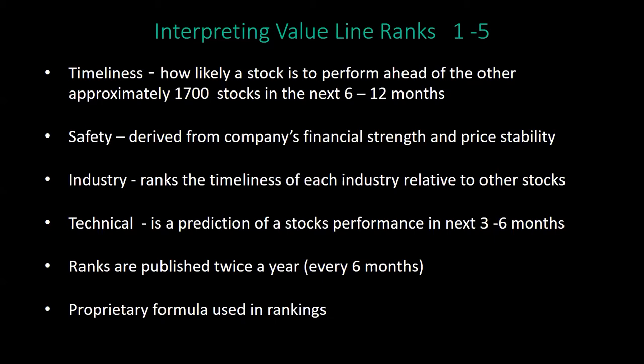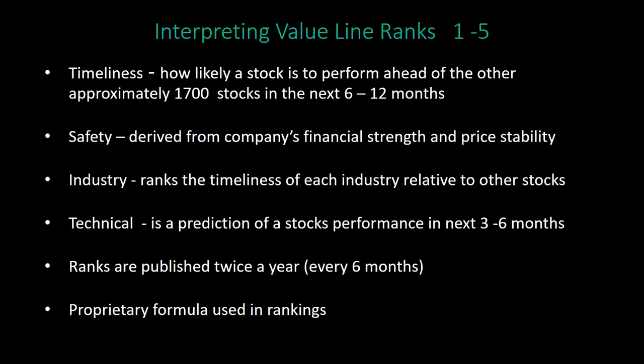Then there are industry rankings, and these rank the upward price movement of one industry relative to other industries. There's also a technical ranking, which is another prediction of the stock's performance in the next 3 to 6 months. These ranks are published and changed twice a year, every 6 months. Value Line uses a special formula in these rankings.